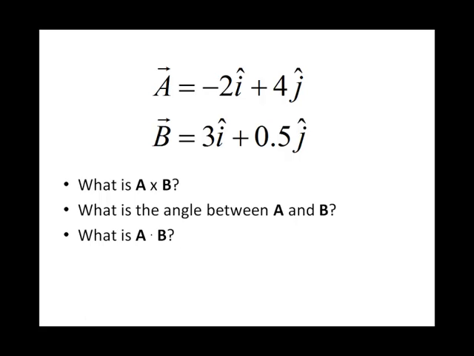Okay, let's take a run through a couple of examples. We're going to start off with doing a cross product with two-dimensional vectors. You can see A here is minus 2i plus 4j, so strictly in the xy plane, and B is 3i plus 1/2 j, again strictly in the xy plane. So A is equal to minus 2i plus 4j, and B is equal to 3i plus 1/2 j. And we want to have A cross B.